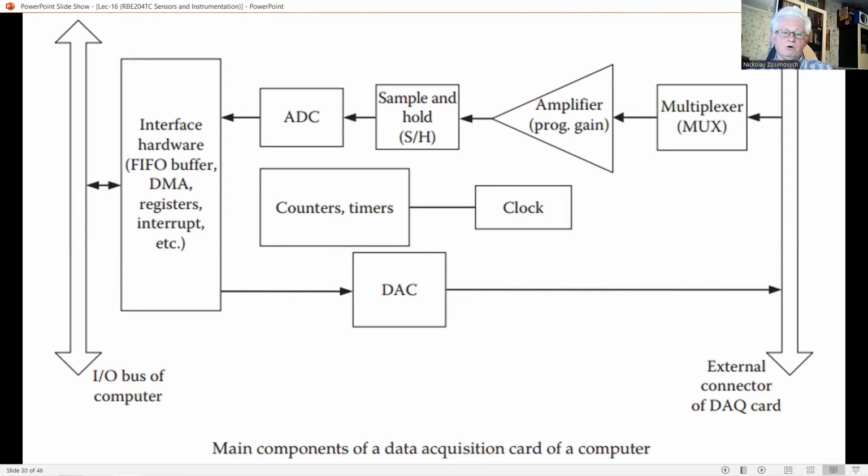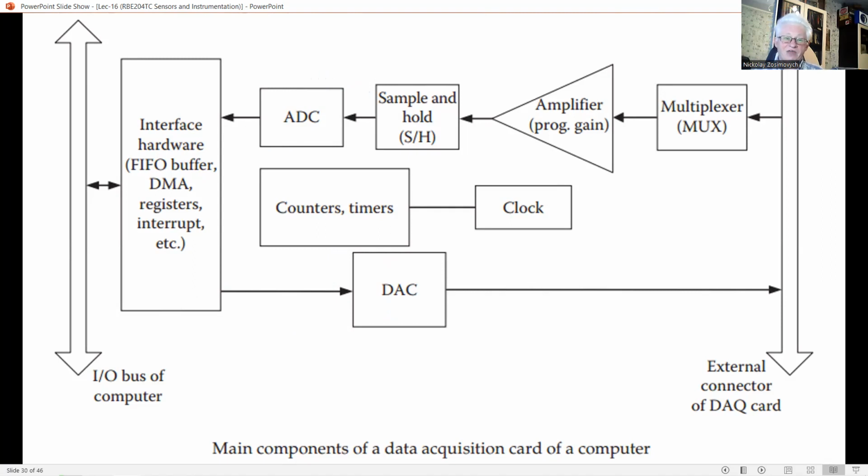Two of the most important components of interface hardware are the digital to analog converter, DAC, as you can see here, and the analog to digital converter, ADC. An analog signal has to be converted into the digital form using an ADC, according to an appropriate code, before it is read by a digital processor.